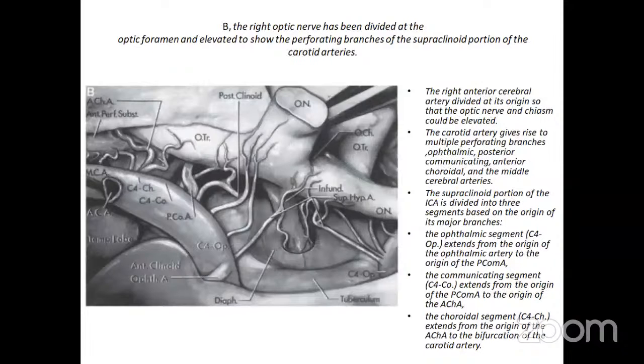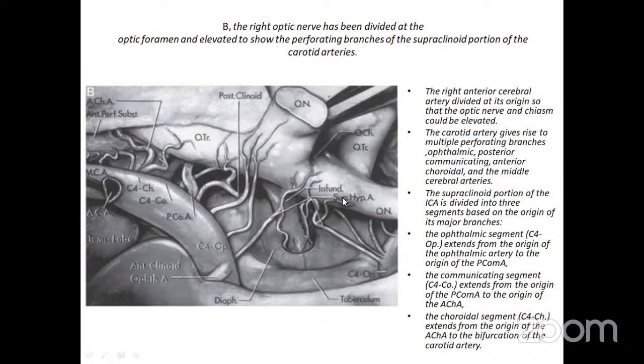Now in this diagram, the right optic nerve is divided at the optic foramen. This is the right optic nerve. This is the left optic nerve. This is the optic chiasm. This is the contralateral optic tract. This is the ipsilateral optic tract.